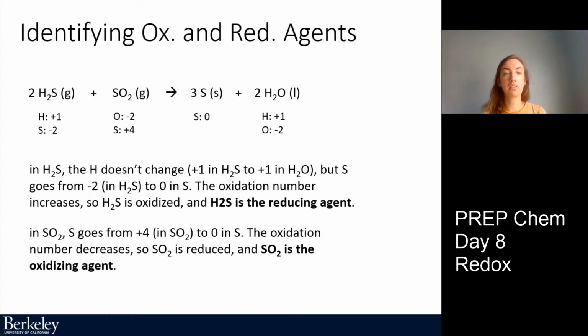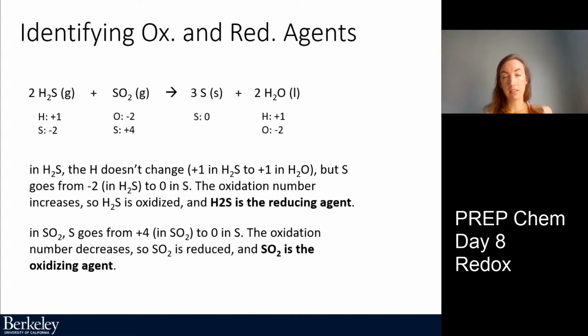So what that means is that SO2 is stealing electrons and that H2S is giving those electrons. So H2S is oxidized, and by being oxidized, it's reducing SO2. So H2S is the reducing agent because it is reducing something else by being oxidized itself.